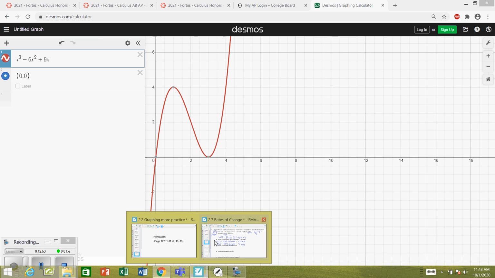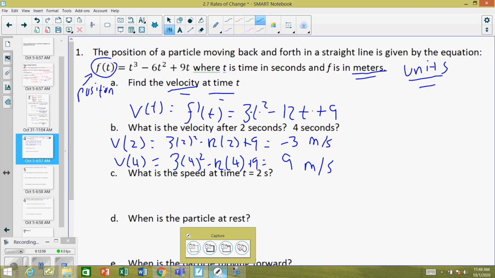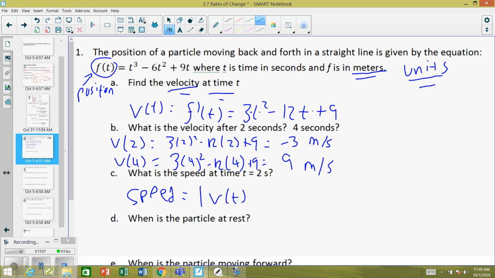Let's keep going. So again, this is my position function. What is the speed at time equals 2? Well, we know now that speed just equals the absolute value of v of t. So what is the absolute value of v of 2 in this case? Well, v of 2 we found was -3 in the previous problem, and that's just equal to 3. So speed is the same thing as velocity, just without the direction. It just means, hey, we're moving 3 meters per second. Which direction? I don't care. That's speed. It's a different type of value.